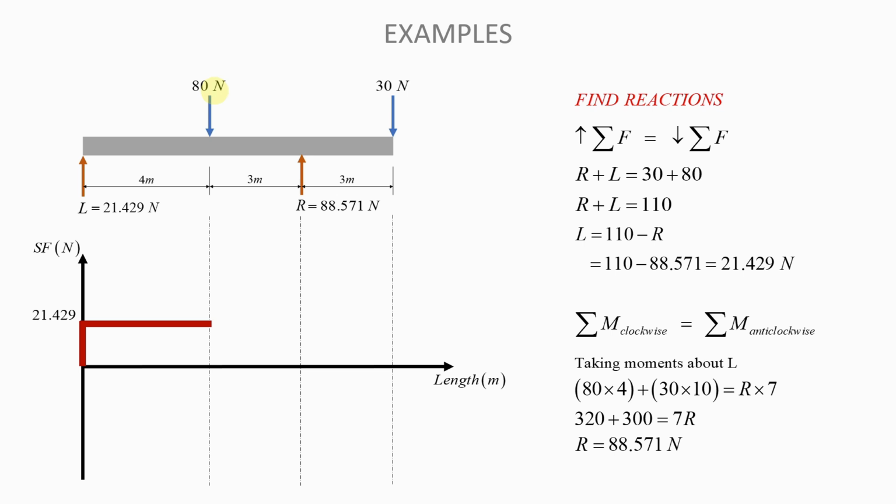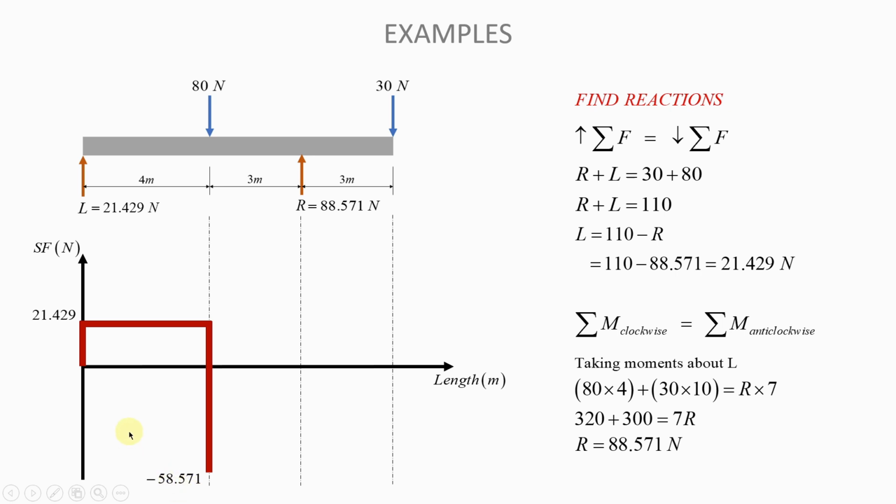You will remain there until you reach the place where you have the 80 Newton force. You can see this is a force that is pointing down. So from 21.429, you need to go down by 80 because of this force that is introduced at this location of the beam. So from 21.429, if you go down by 80, you arrive at minus 58.571. You just need to do 21.429 minus 80, because 80 newtons is a force that is pointing down.